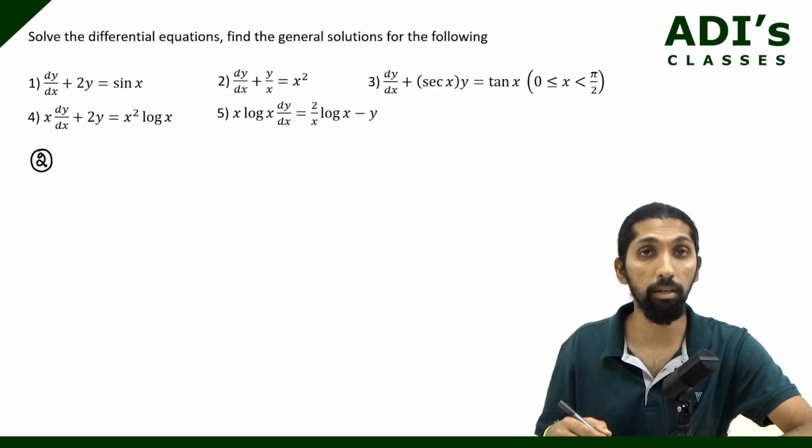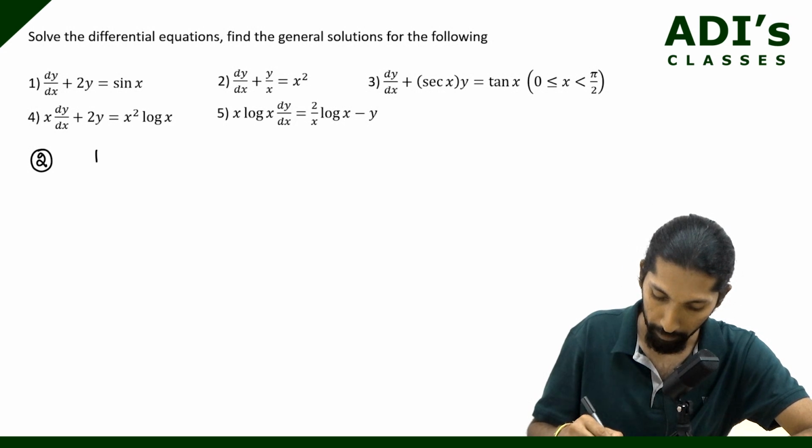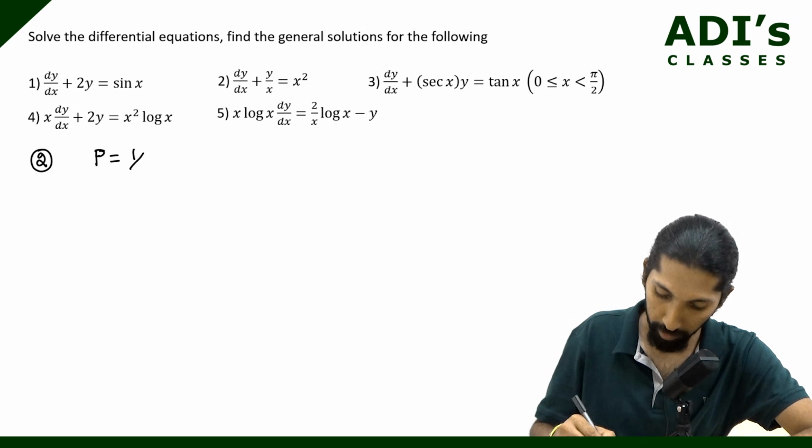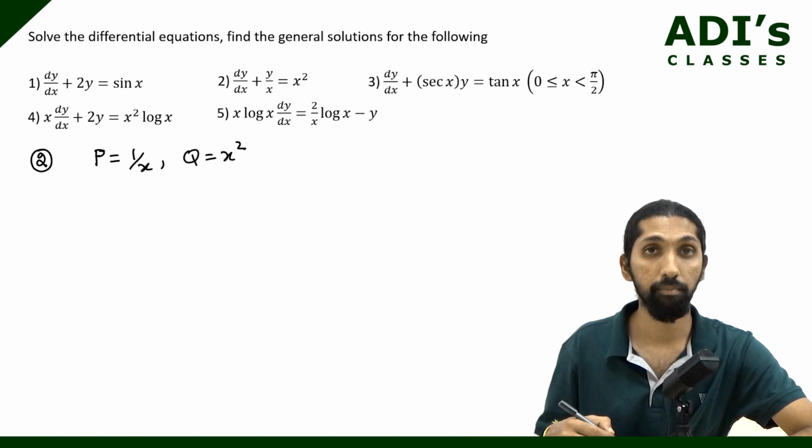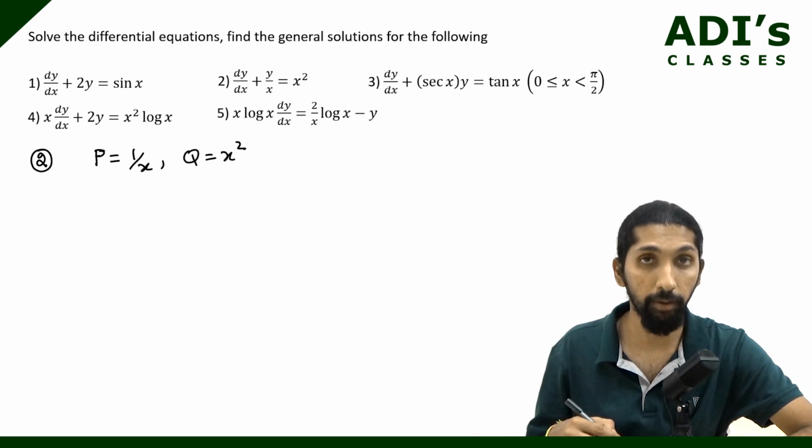Again, P and Q value, let's write it down. Very simple it's going to be. P value is going to be 1 by x. Q value is going to be x square, right? Now comes the integrating factor.